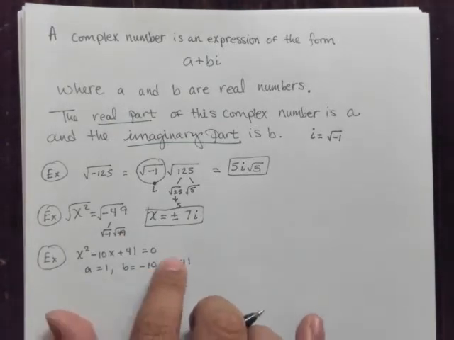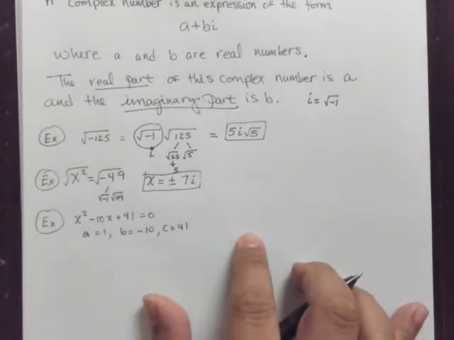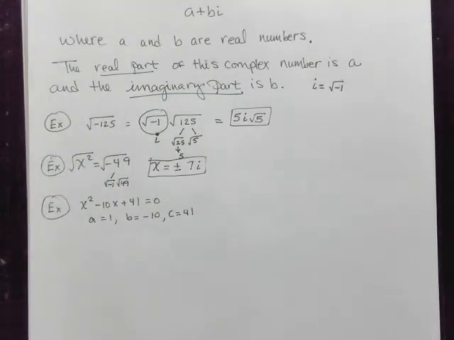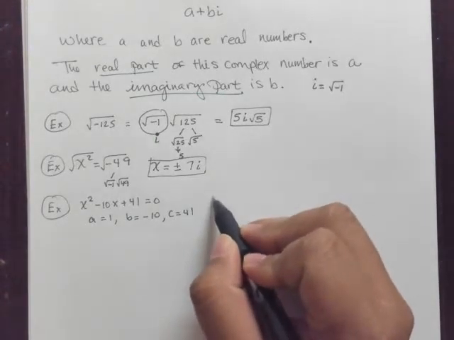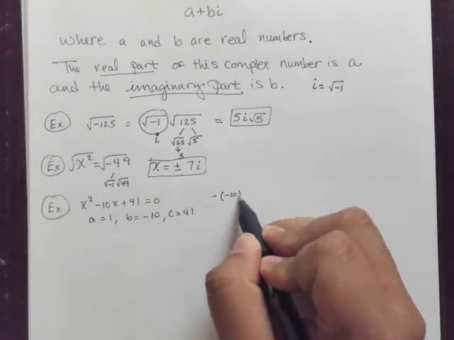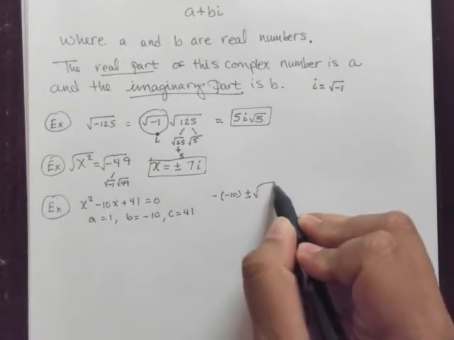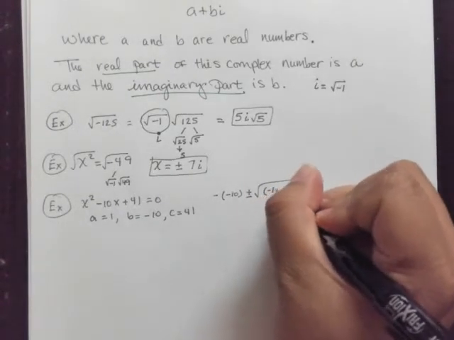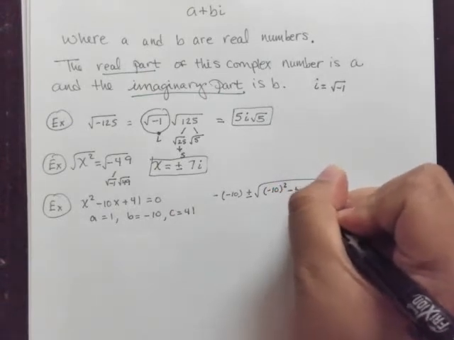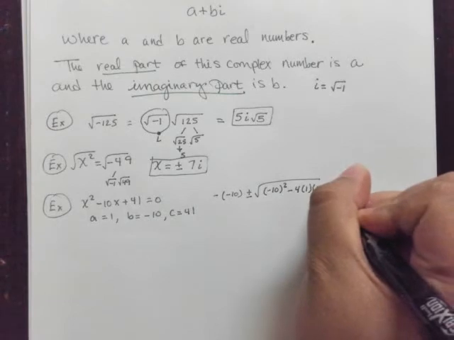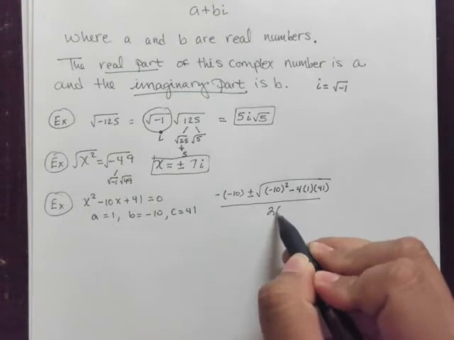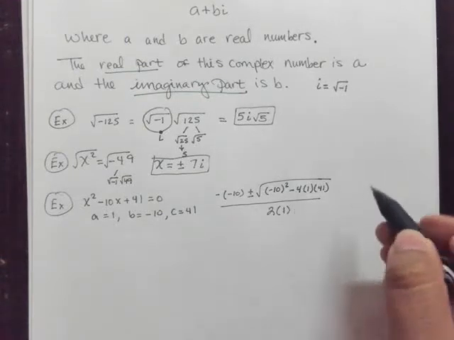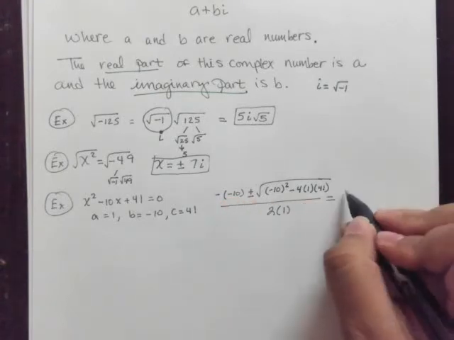All right, and then last but not least, let's take a look at this one. If you're familiar with the quadratic formula, which I'm sure most of you are, what we're going to do here is apply the quadratic formula. So remember what the quadratic formula says. It says opposite b, so the negative of -10, plus and minus the square root of b squared, in this case -10 squared, minus 4 times 1 times 41. All right, so that's ac. All divided by 2 times a, so over 2 times 1. We can clean this up just a little bit. This is positive 10 right here.